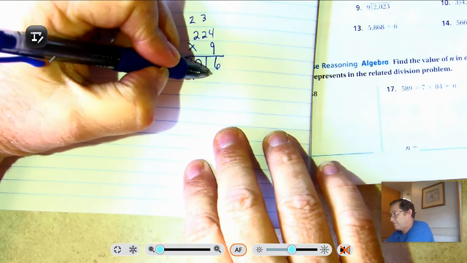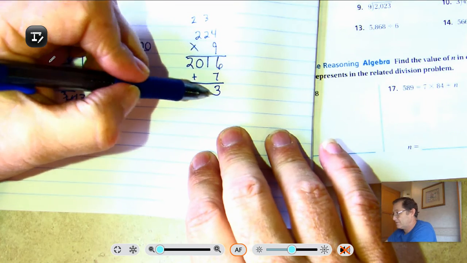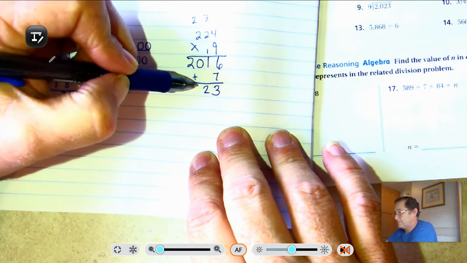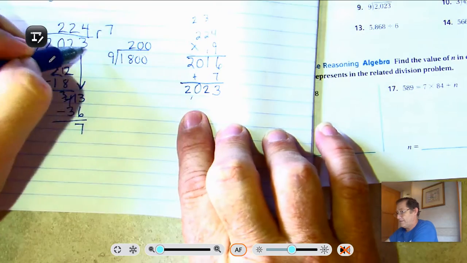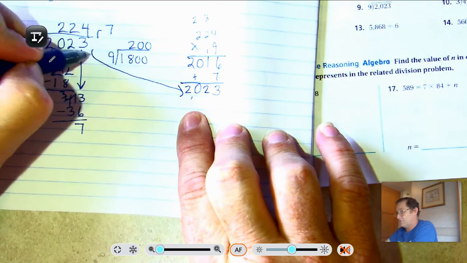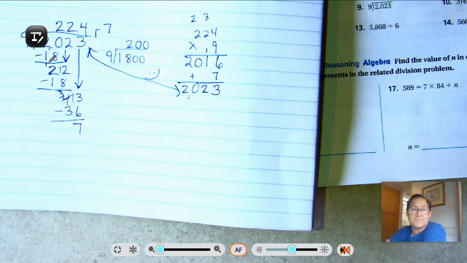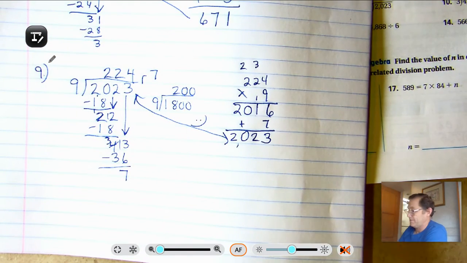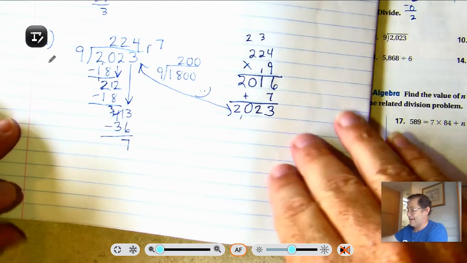We do have a remainder of 7. So let's add the 7. 7 plus 6 is 13. 1 plus 1 is 2 tens, 0 hundreds, 2000. 2023 matches 2023. So our check matches our dividend. Our answer is 224, remainder 7. Okay, number 10.